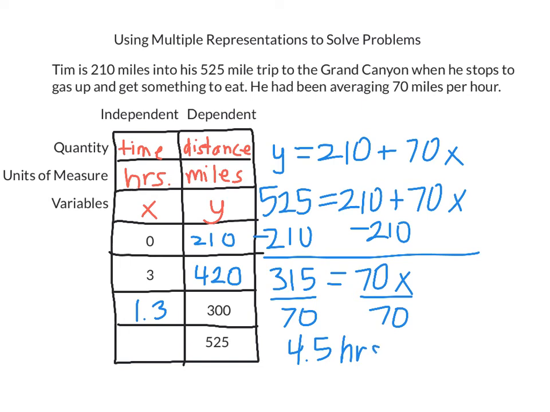Again, since that's the x, that's hours. So he has 4.5 more hours to go to get to the Grand Canyon. Now, what was his total trip? Well, like we said, looking at the 210 miles he's already gone, if he had been averaging 70 miles, well, then he's already gone 3 hours. So the total trip is going to take him 7.5 hours, not including stops that he makes. So, it depends on how long he stops, 8.5 hour trip if he stops again, or if he stops a couple more times, we're looking at maybe a 9-hour trip.